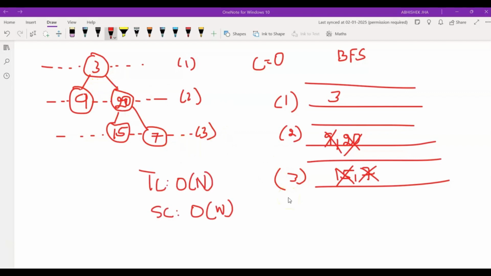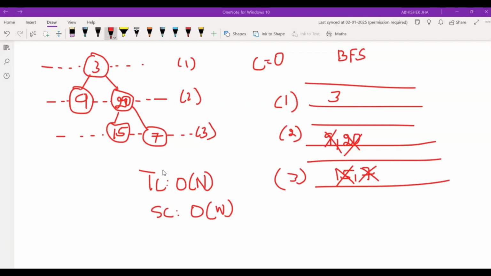So in this approach, the time complexity would be O of n, as we are visiting each and every node here, and the space complexity here would be O of width of the binary tree, as we are using a queue which contains at most the maximum width of this given binary tree. So now that we have seen both the approaches, DFS and BFS, where the DFS time complexity was O of n and space complexity was O of height, whereas in BFS the time complexity is O of n and space complexity is O of width of the binary tree.